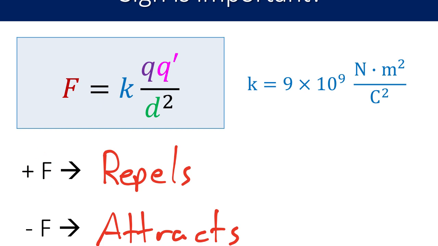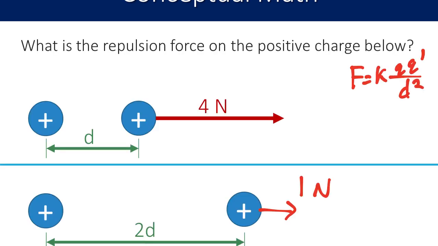Where if these signs are different, this might be positive, this might be negative, then your overall equation is going to end up being negative. So one thing to just keep in mind as you're running through these problems.